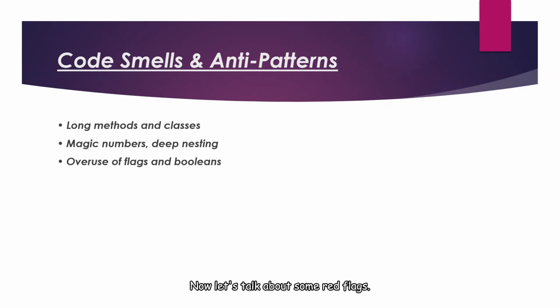Now let's talk about some red flags, things that make code hard to read or maintain. Long methods, huge classes, and deeply nested conditions are often signs of trouble. Magic numbers, that is, hard-coded values without context, should be replaced with named constants. Overusing flags, booleans, or writing code that has to check too many conditions often points to poor design. These are all considered code smells. While not outright errors, they are signs that your code could be improved through refactoring.